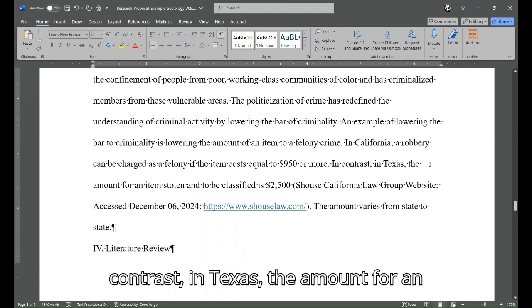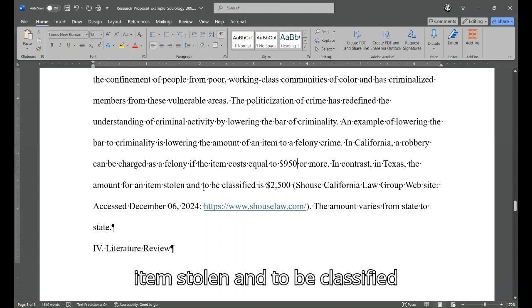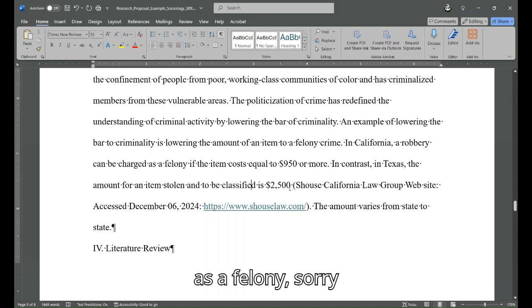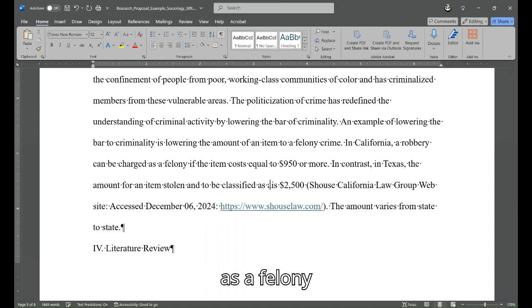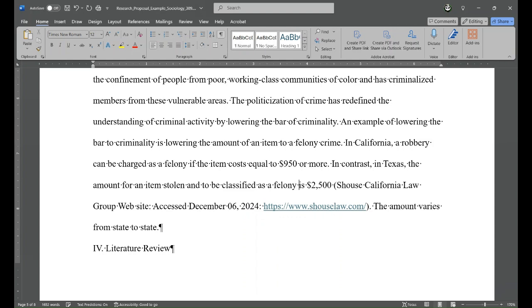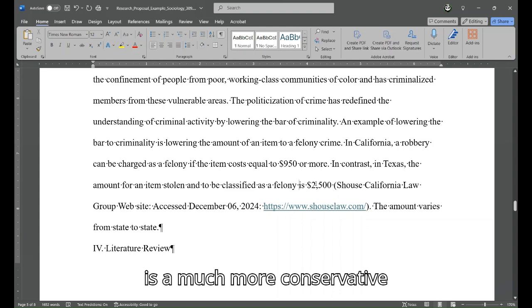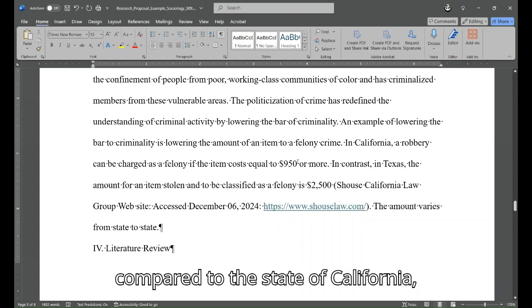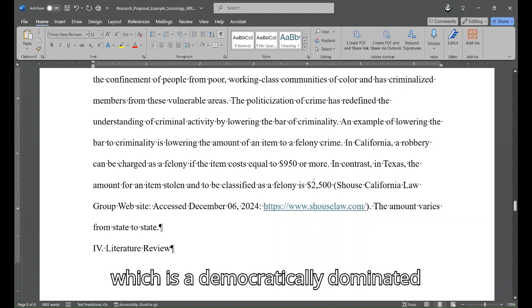But in contrast, in Texas, the amount for an item stolen to be classified as a felony is $2,500. Right. So even though Texas is a much more conservative state, they still have a higher threshold of what can be considered a felony theft compared to the state of California, which is a democratically dominated state.